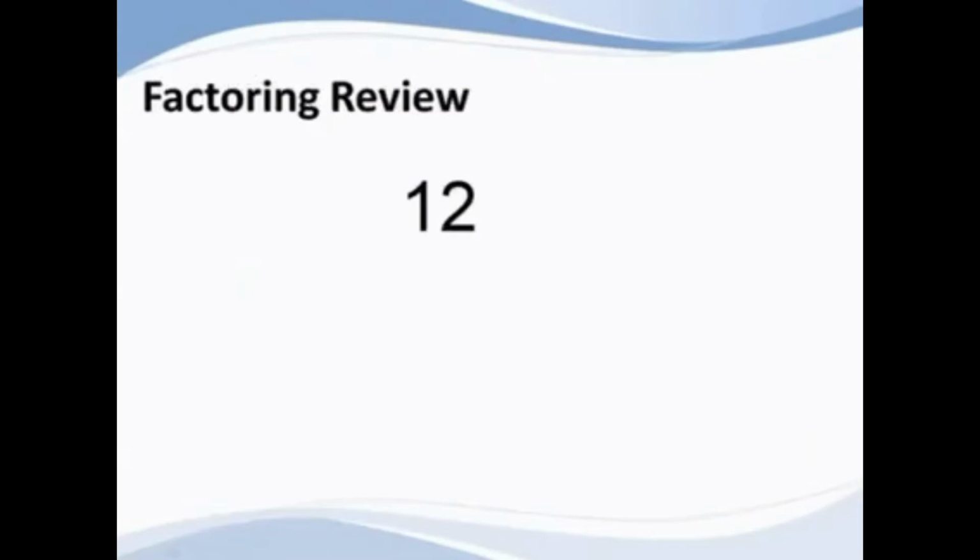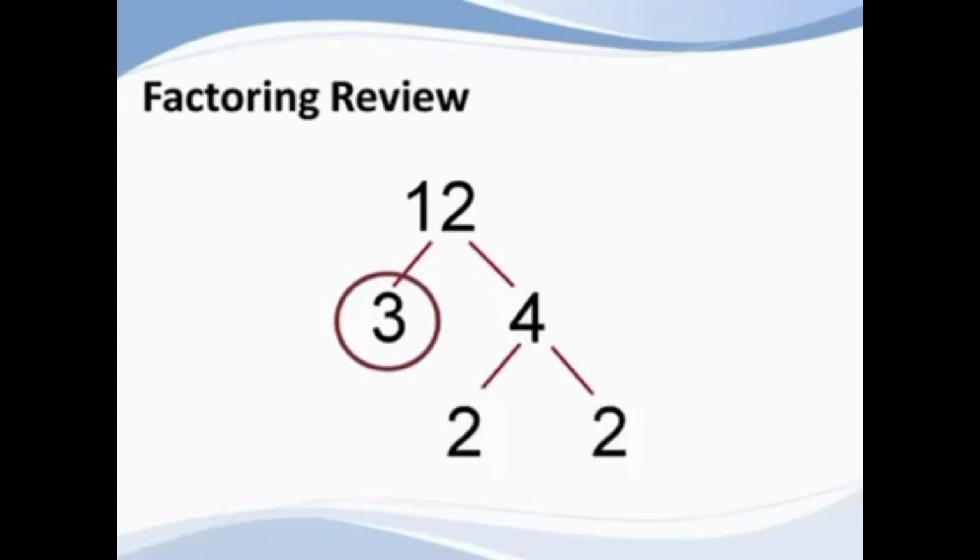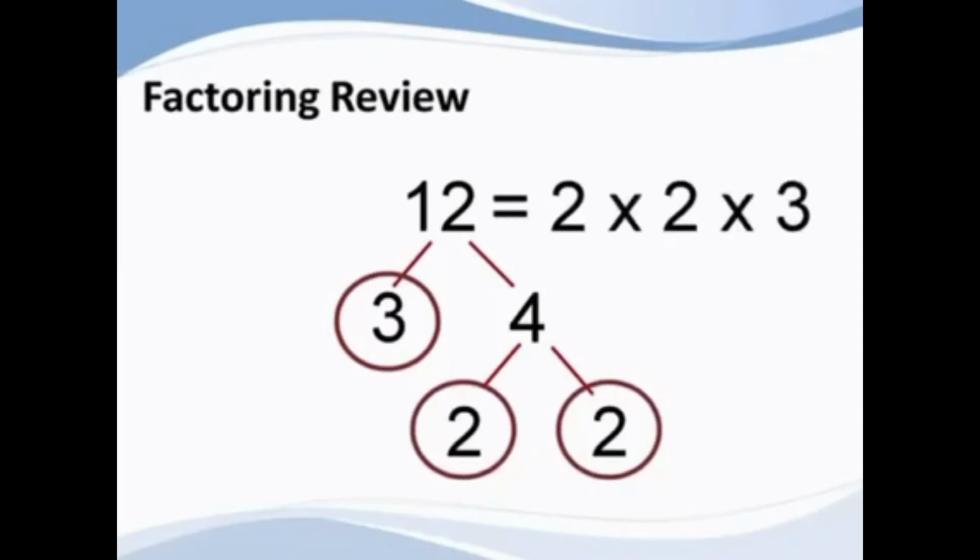Let's quickly review the concept of factoring any number into the product of its primes using a factor tree. Suppose you were asked to factor 12. 12 is equal to 3 times 4. Since 3 is prime, we circle it. 4 can be factored into 2 times 2. Again, both 2's are circled since they are prime. So 12 is equal to 2 times 2 times 3. If you need further review, please go back to the lesson on prime factorization.